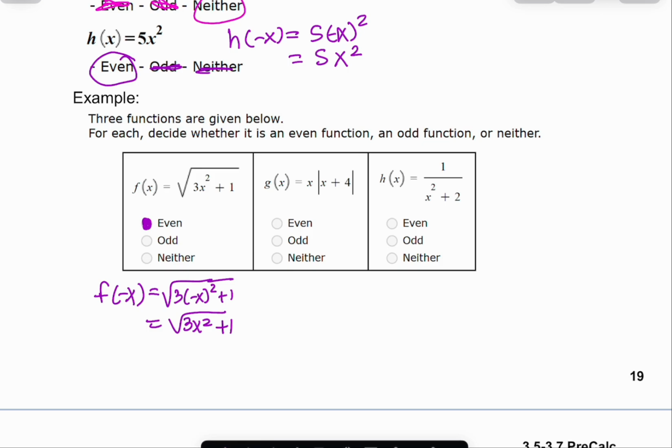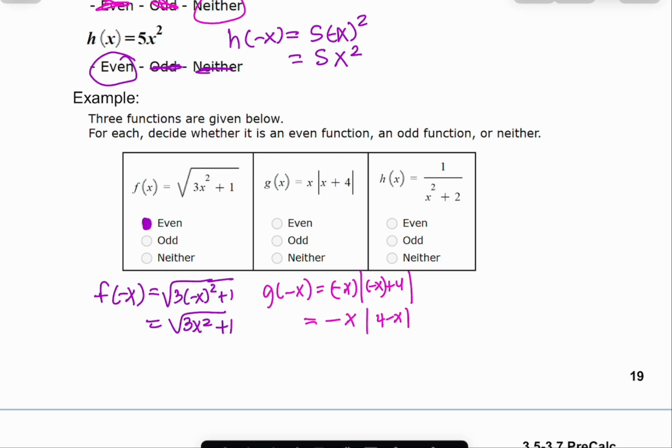Let's take a look at g of x. So we're going to plug in negative x and see what happens. So every place I had an x, I plugged in negative x. Now this front one makes it negative x times the absolute value of 4 minus x.